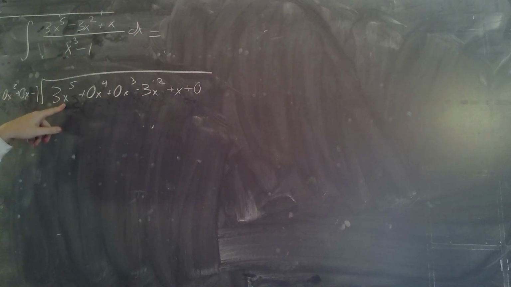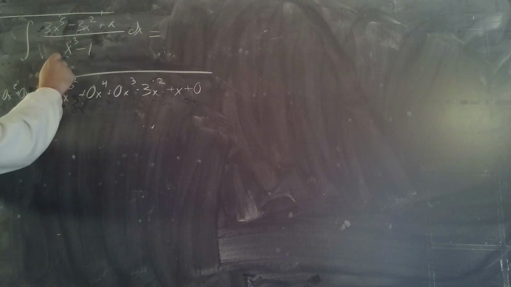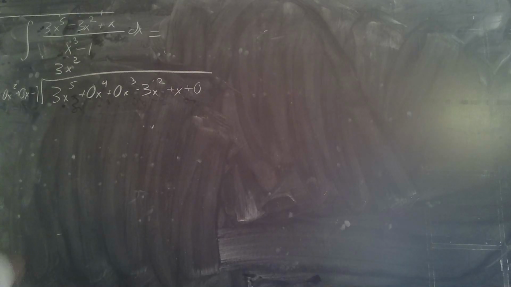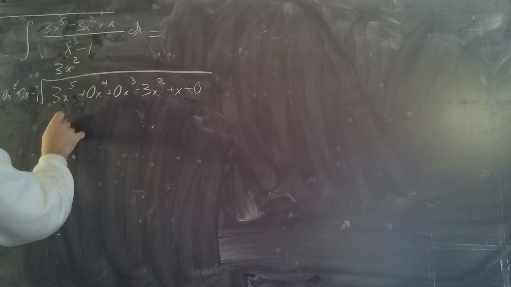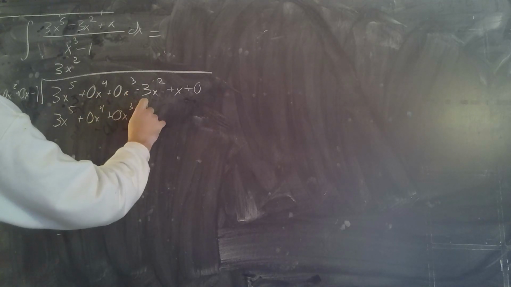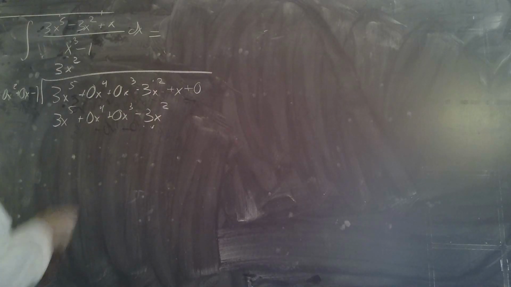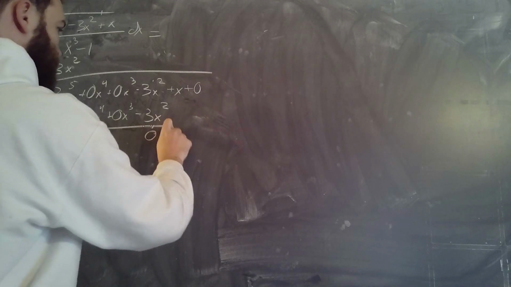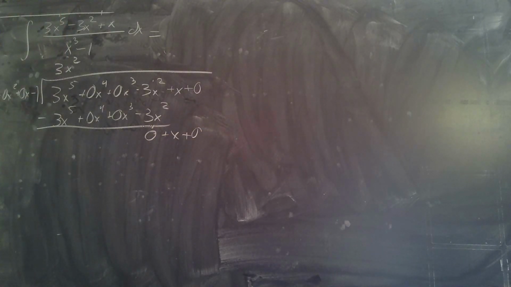So we can see that we can create 3x to the fifth by multiplying x to the third by 3x squared. If we multiply x to the third minus 1 by 3x squared, we will end up with 3x to the fifth power plus 0x to the fourth power plus 0x to the third power minus 3x to the second power. And that's really nice because this whole thing just cancels down to 0, leaving us with 0 plus x plus 0. Which is, of course, unreducible by x to the third minus 1 because x is not a factor of x to the third minus 1.